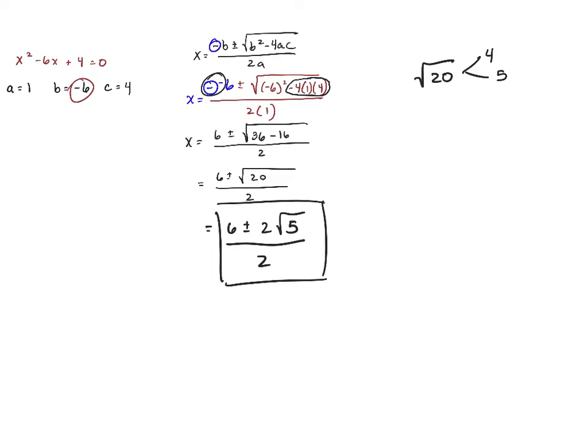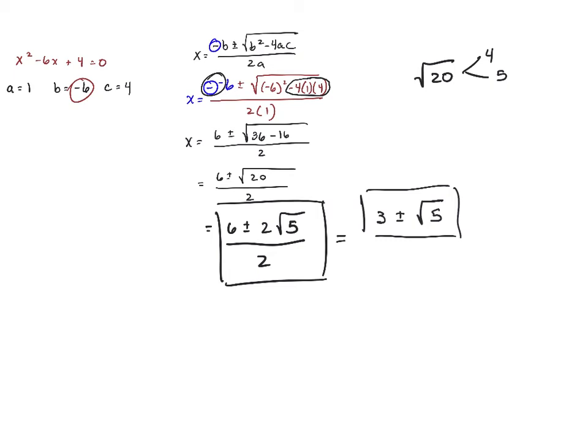Now we could go one more step, and we should go one more step. And I want to show you there's a couple ways to think about this. But notice here that 6 is divisible by 2, and 2 is divisible by 2. So it's just like simplifying a fraction. But we have to simplify it all, so we would put 3 plus or minus root 5, and you could put it over 1, but we generally don't.